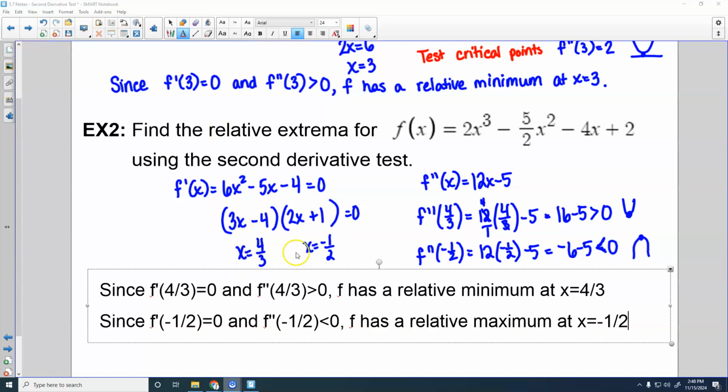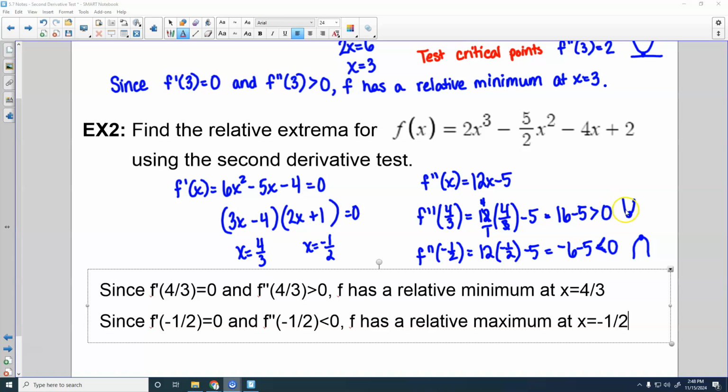Okay, you should get 4/3 and negative 1/2 as your critical points. You're going to then find your second derivative. For that second derivative, you would plug in your critical points. So at 4/3, you are going to get 16 minus 5, which is greater than 0. So when your second derivative is positive, that means your graph is concave up.